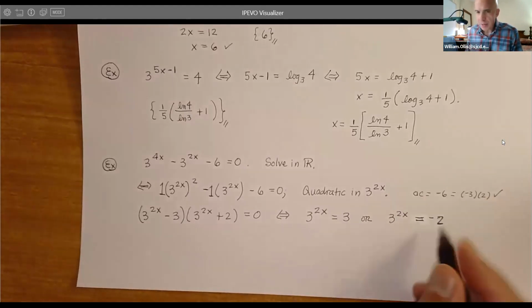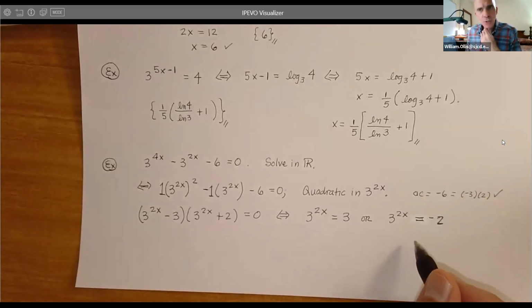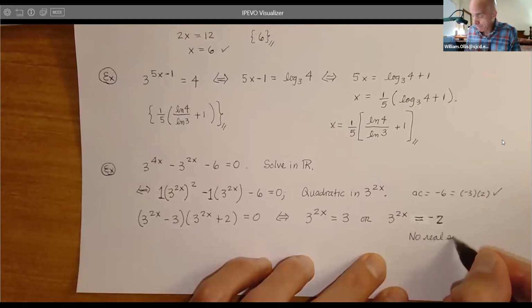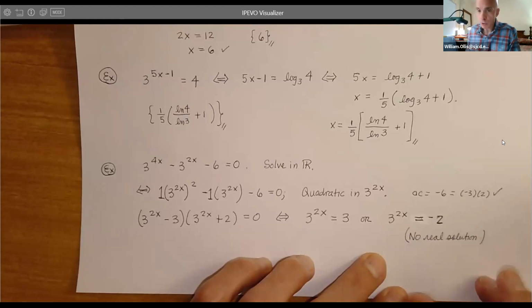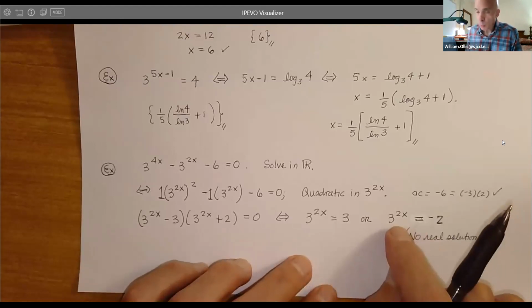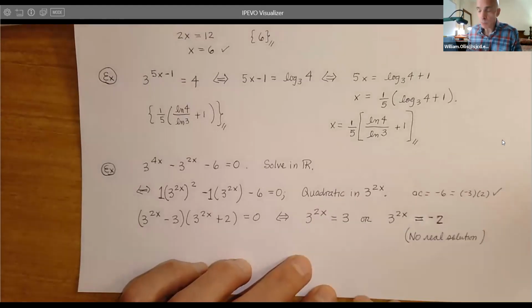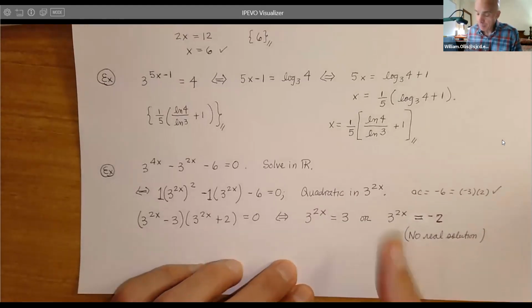And so now we're thinking, well, Professor Ron, you said we need real solutions and the exponential functions are positive. So this would not have a real solution. So we'll just say no real solution. When you do complex analysis, there'll be more stuff to do, but a real exponential is never less than 0. So that doesn't give us anything. We're done with that.